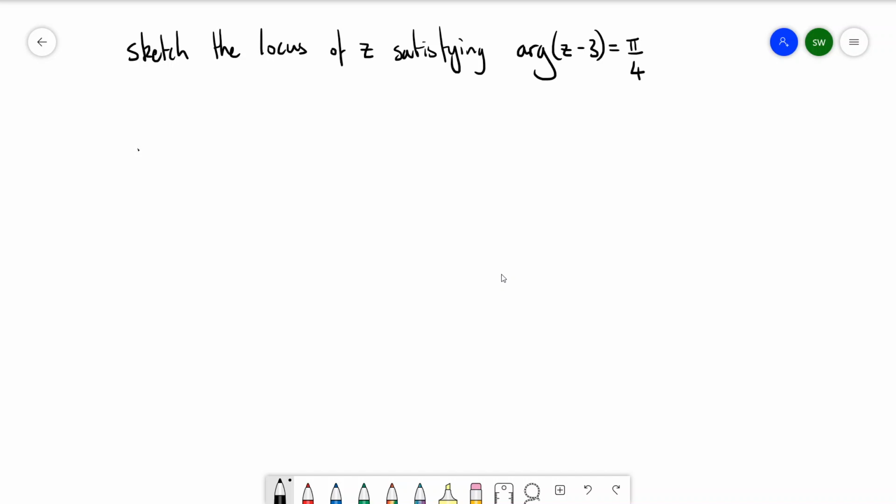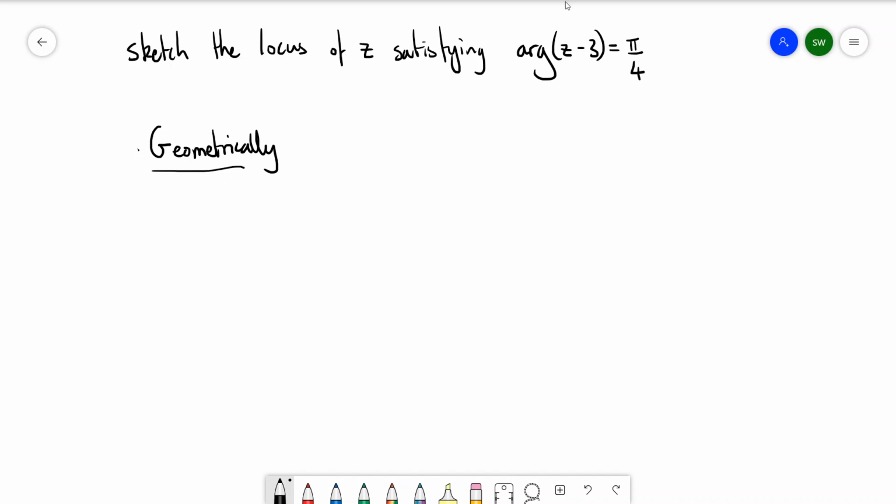Okay, so the aim of the last video was to be able to understand how to sketch a locus which looks like this. So we want all the complex numbers z which satisfy this condition here. So the first way that we're going to think about this is geometrically.